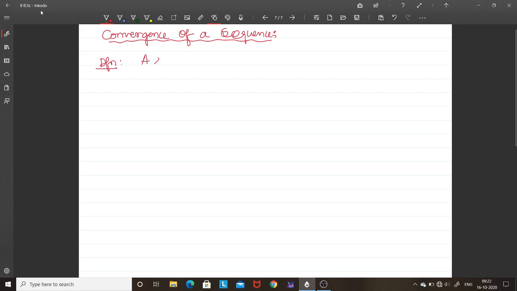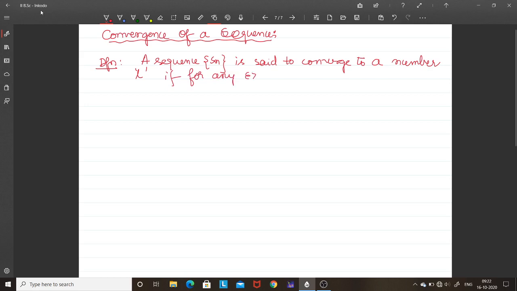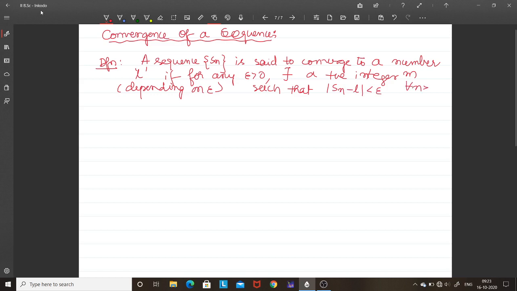Okay, a sequence Sn is said to converge to a number L, a real number, if for any epsilon greater than 0 there exists a positive integer m, dependent on epsilon, such that mod Sn minus L is less than epsilon for all n greater than or equal to m.